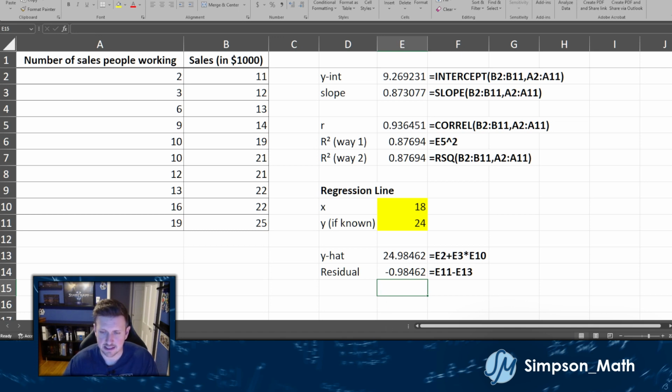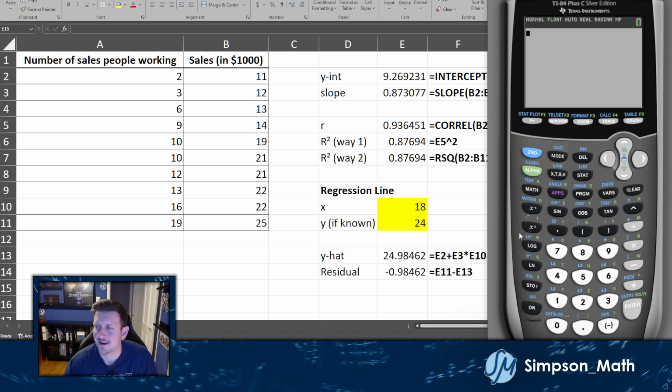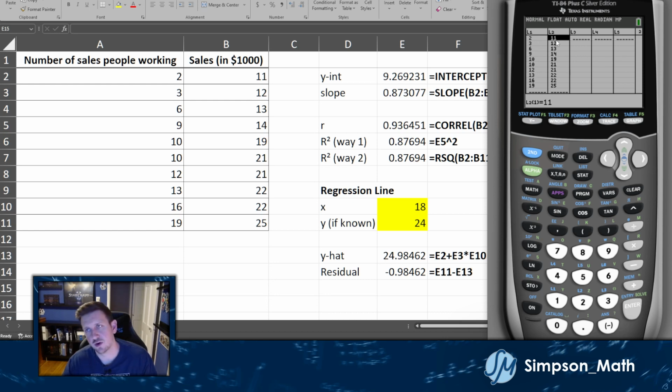All right, lastly, let's do the 84. So let me turn the calculator on. Press it harder. There we go. Then I'm going to go to Stat, Edit to type in my data. Thank you for typing it in. Just type in the list 2, 3, 6. I just press Enter between every number. Arrow over and then press down, then 11 enter, 12 enter, 13 enter, on down.